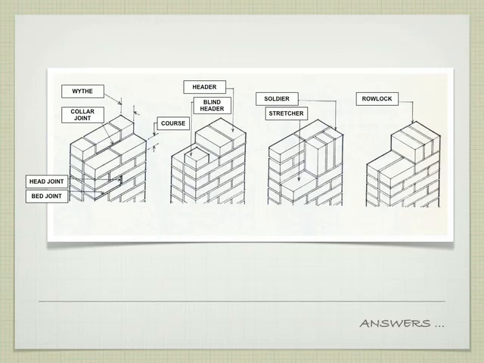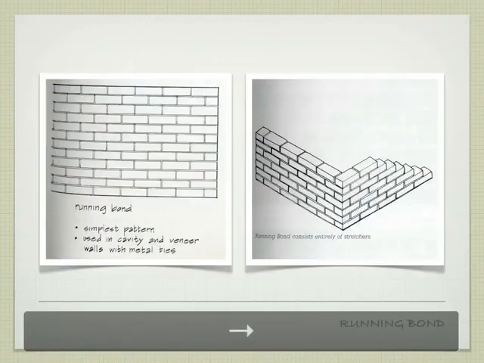We're never going to look at what a blind header is, so ignore that, right? Header, laying flat, it's a header. Stretcher is laying flat along the length of the wall. Soldier is standing upright. And a row lock is turned up on edge. Okay? So, again, if I were to ask something like this, I would be asking for, pick 4 that you know, or 5 that you know, something like that.